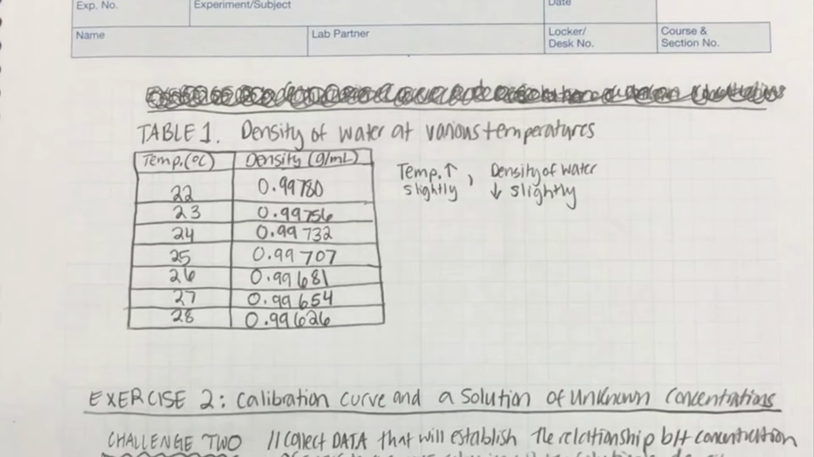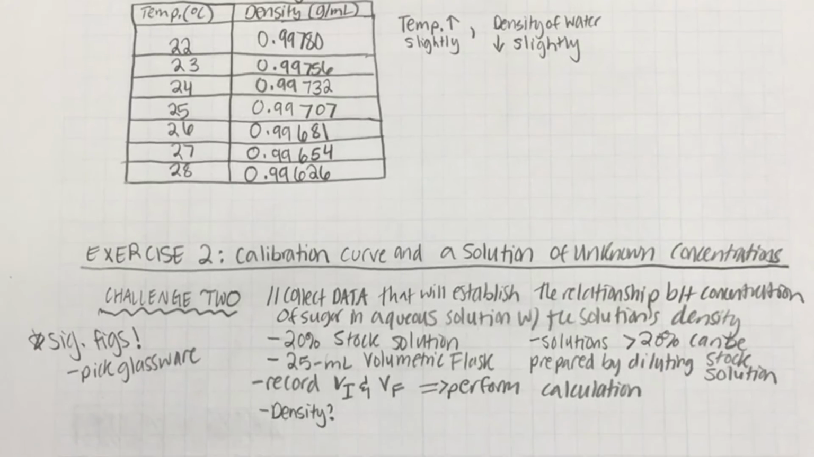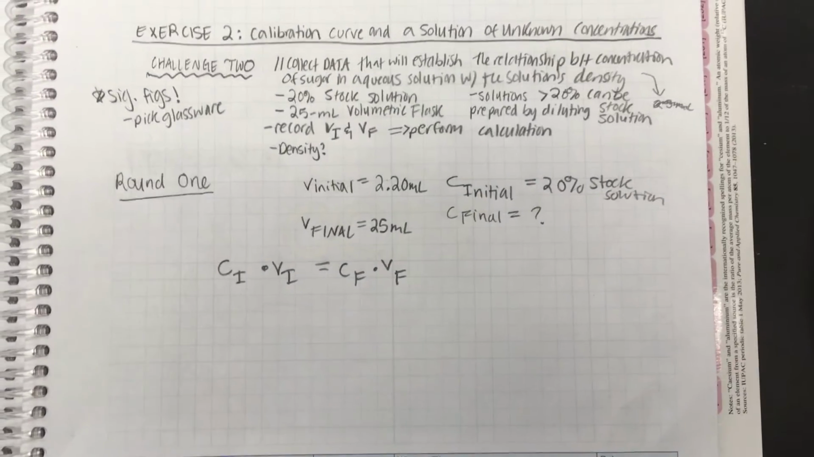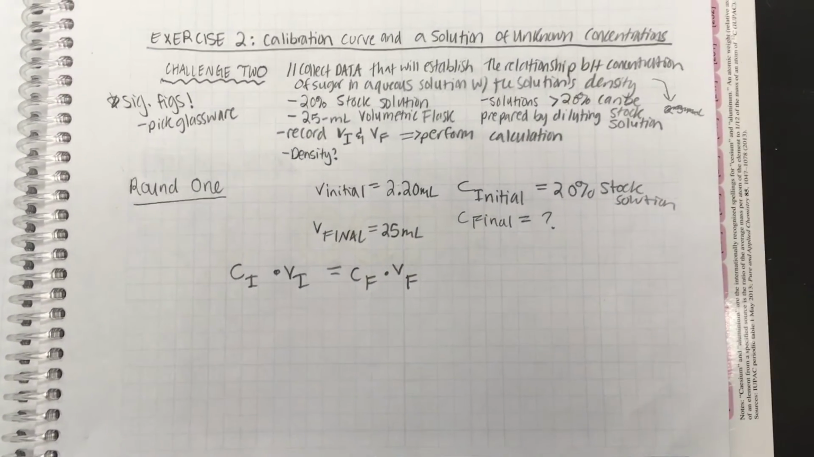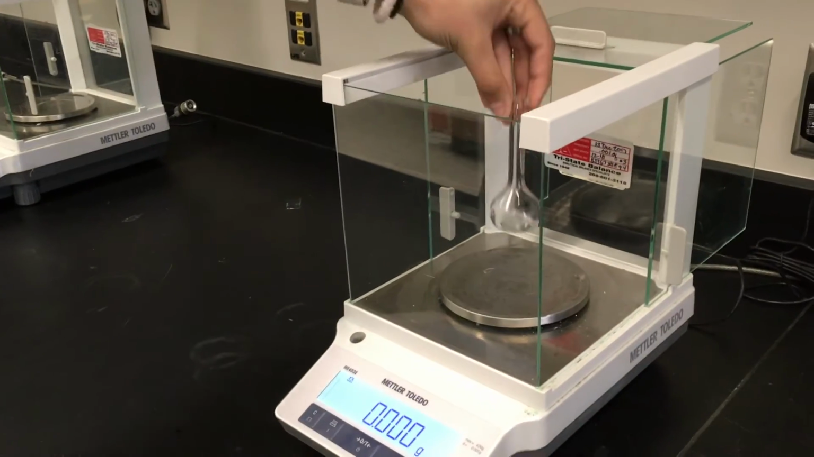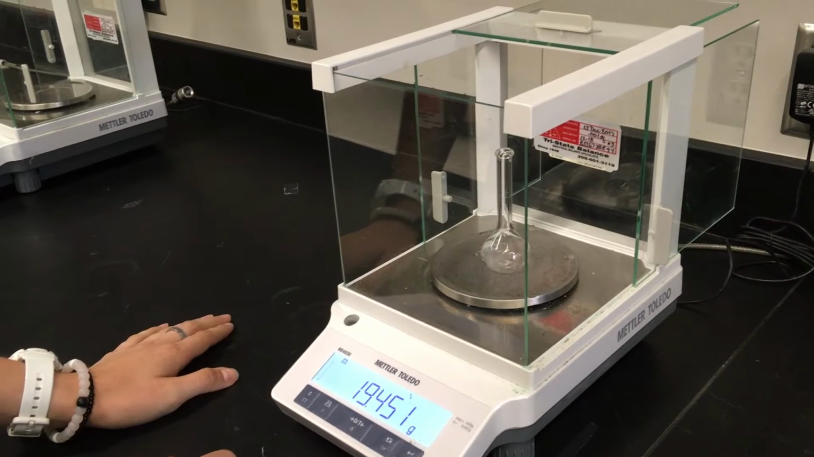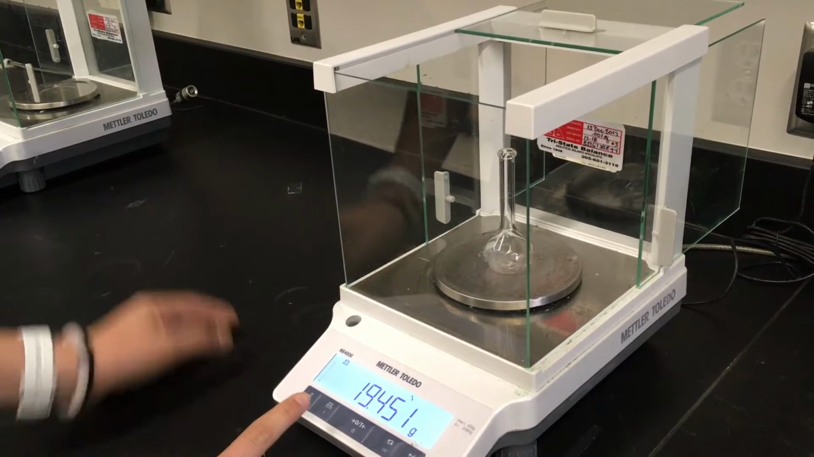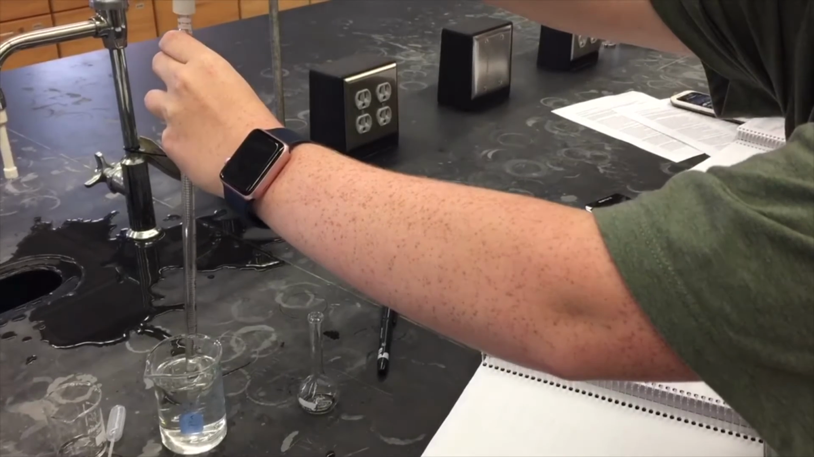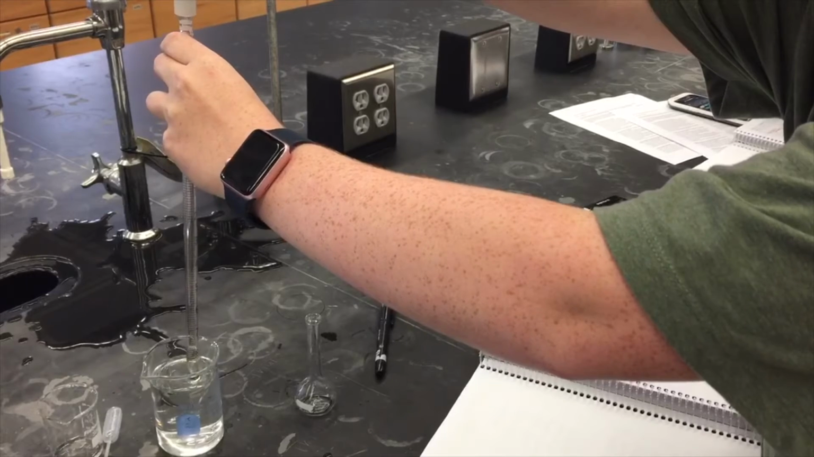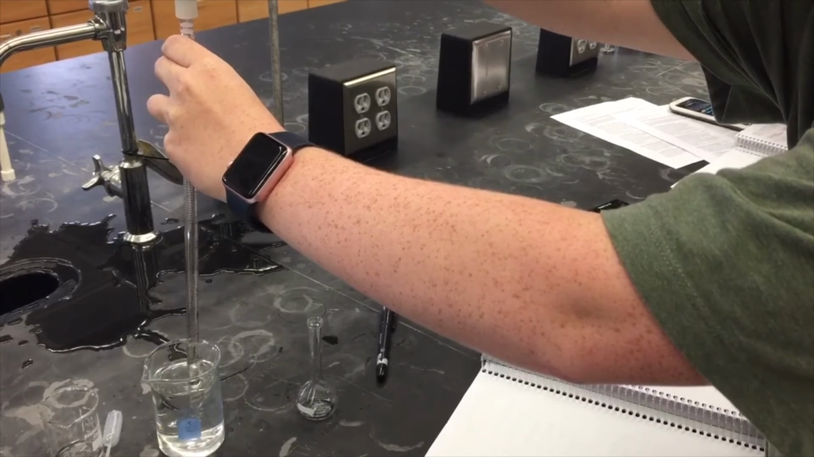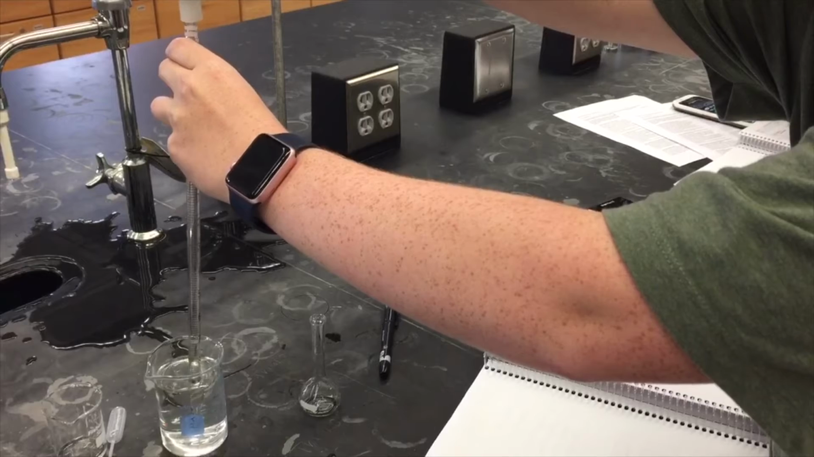In exercise 2, you will need to find 4 solutions that are less than 20% concentration. This can be found by diluting the prepared stock solution. The stock solution is 20%, and you will need a 25 milliliter volumetric flask. The stock solution in this lab was pre-made by measuring out an appropriate volume of a pure liquid and diluting it to a known volume. In this case, it was 20% concentration.